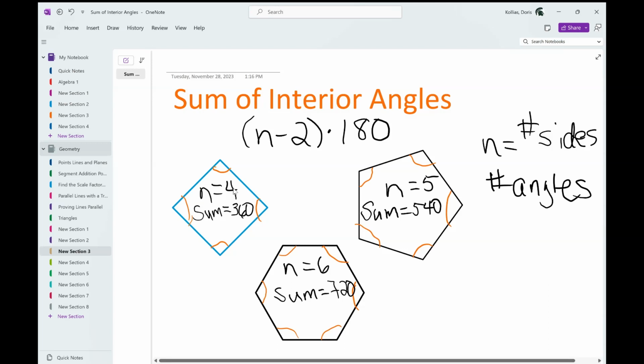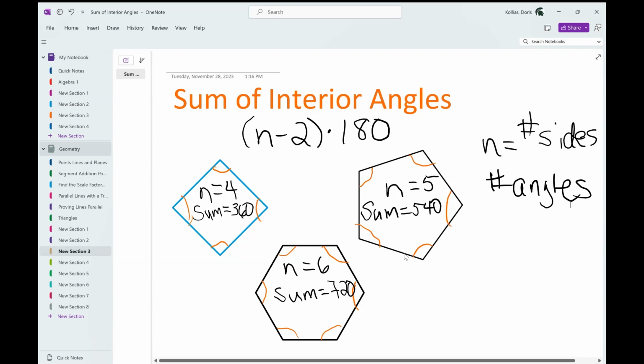So for example, for this quadrilateral, which is a 4-sided figure, the n number is 4, right? So if I plug in the number 4 into this formula, n − 2 would be 4 − 2. So 2 times 180 gives me a sum of 360. What I'm saying here is if I were to add all of the angle measures of the interior angles, the sum would equal 360.